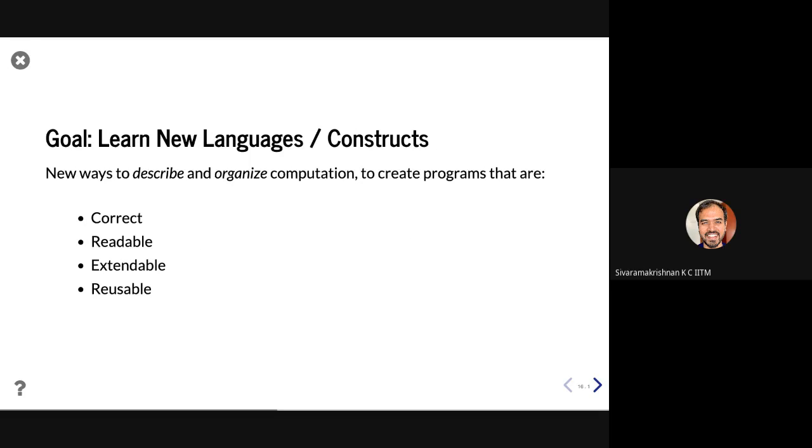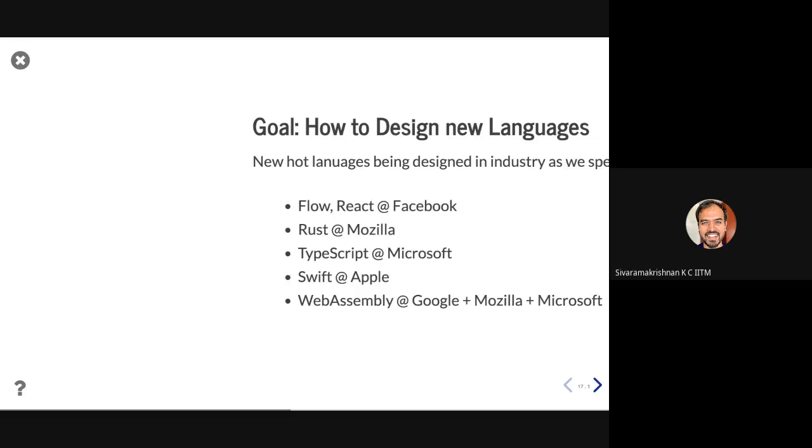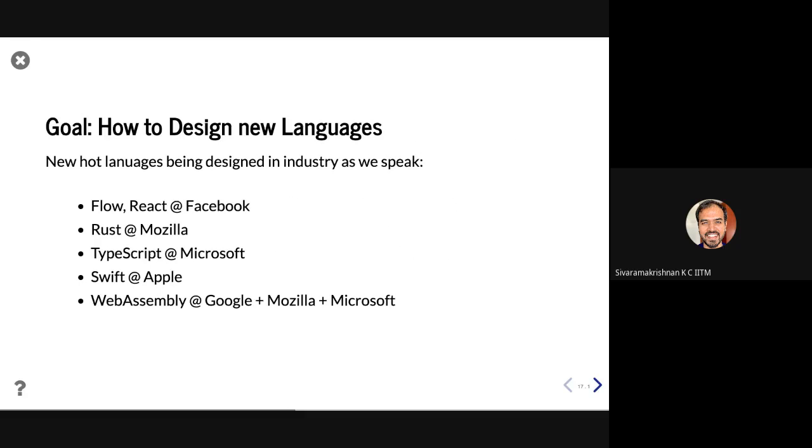Yeah, so you will learn new languages, right? You will learn OCaml and Prolog. This will give you a new way to organize and describe computation, right? And this will guide you when you write Python in the future or JavaScript in the future, right? That is also the other thing that we will do in this course. And this is one thing that we don't appreciate too much.